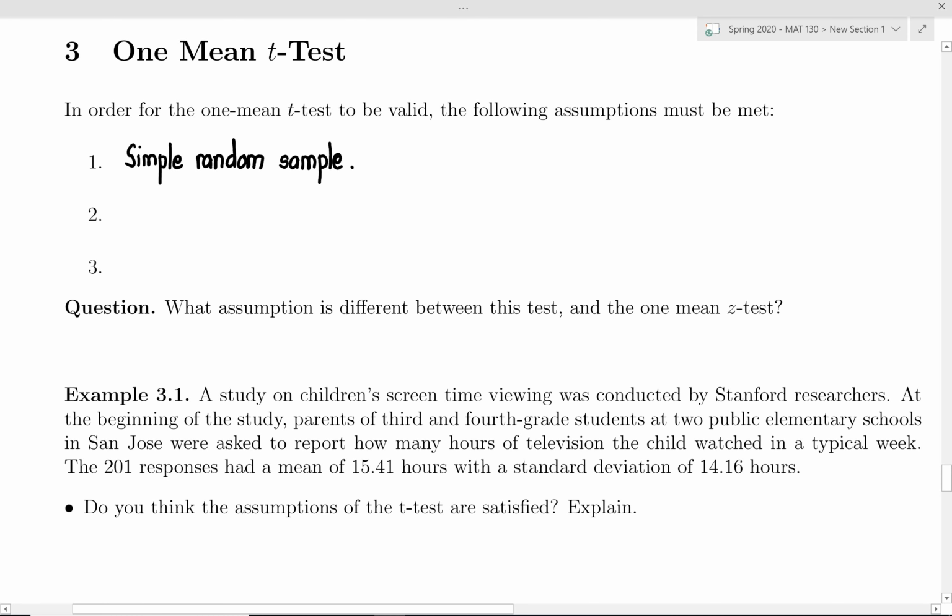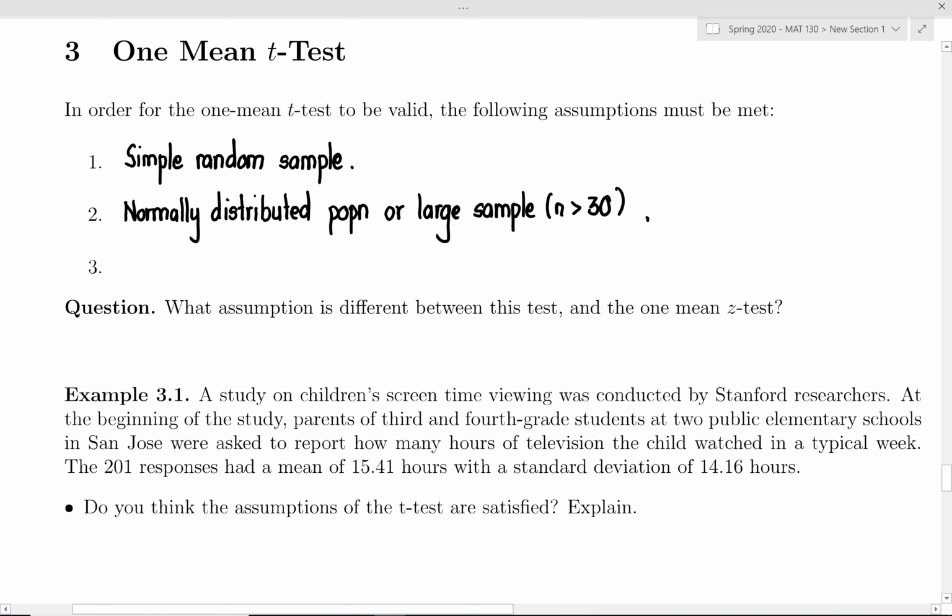The second assumption we're going to need is that the population be normally distributed. If the population is normally distributed, then the sampling distribution of the sample mean is also going to be normally distributed. Or if we don't know the population is normally distributed, then we would need a large sample. Large sample meaning our sample size is bigger than 30, and the idea is that if we have a large enough sample size, we know the sampling distribution of the sample mean is approximately normal. That's the central limit theorem.